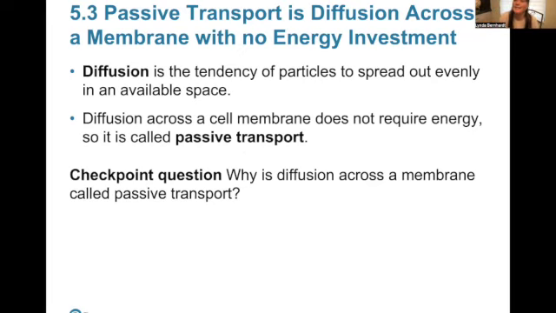Diffusion. This is where it's going to spread out evenly in an available space. These gas particles or whatever. It happens all on its own, does not require energy. So this is known as passive transport. It's going to go from an area of high concentration into an area of low concentration. And that's how it works. And I used a very specific example in class. And we talked about it again in lab.